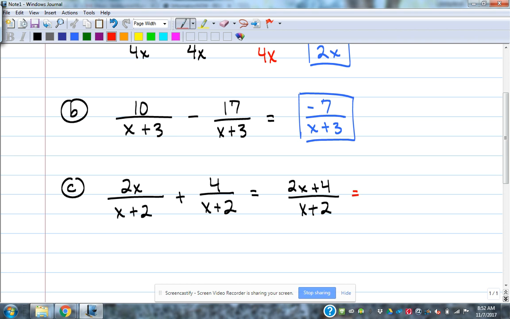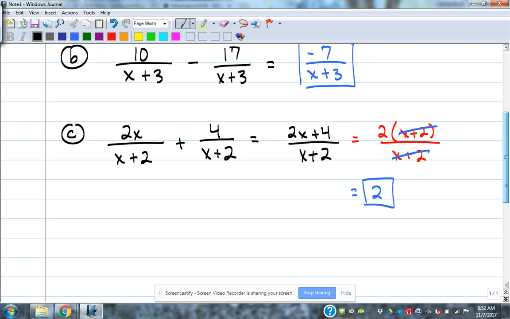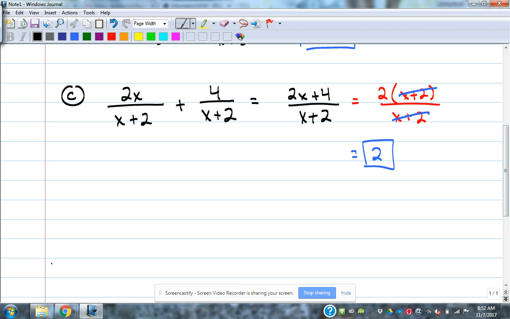So if we're going to reduce this, we need to factor anything that'll factor. Well, the numerator factors how? 2 parentheses x plus 2. And we have an x plus 2 on the bottom. So those two cancel each other out. That one turns out to just be 2. I was looking to simplify if possible.